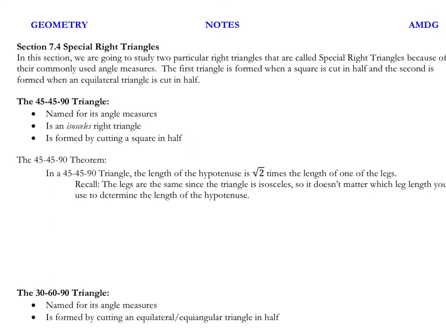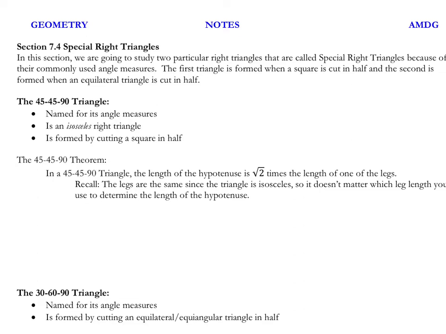We've got section 7.4 today, which is all about special right triangles. In this section we are going to study two particular right triangles that are called special right triangles because of their commonly used angles. The first triangle is formed when a square is cut in half, and the second one is when an equilateral triangle is cut in half.